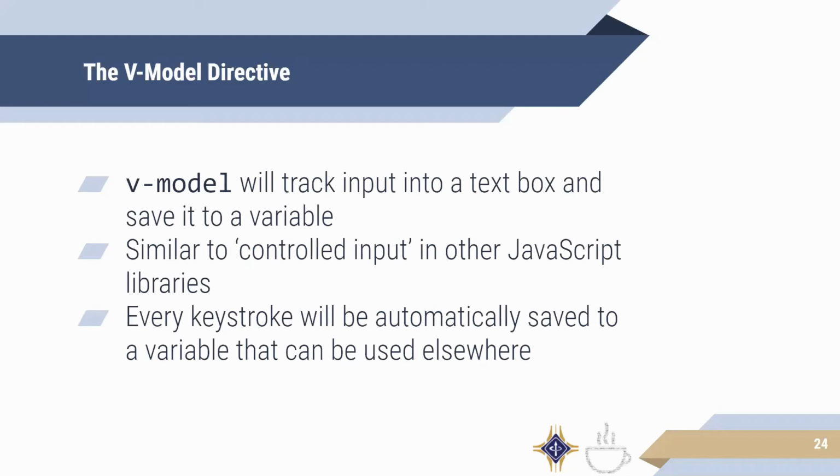All right, number 3. Is it going too fast, or are we doing okay? Okay, cool. The third one is v-model.